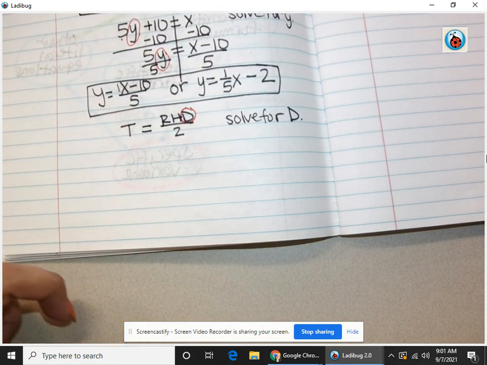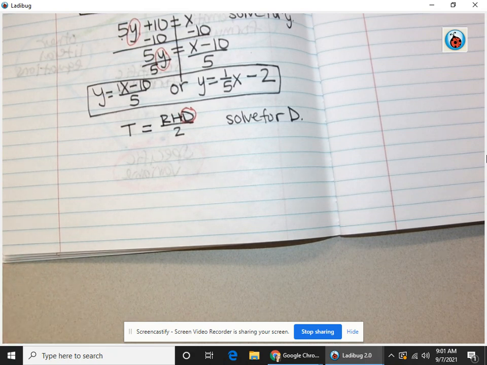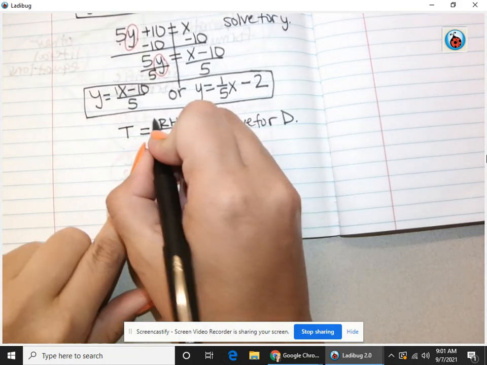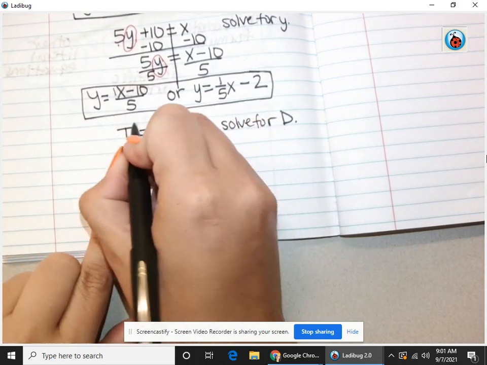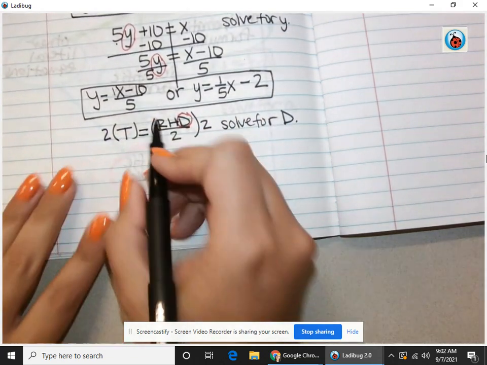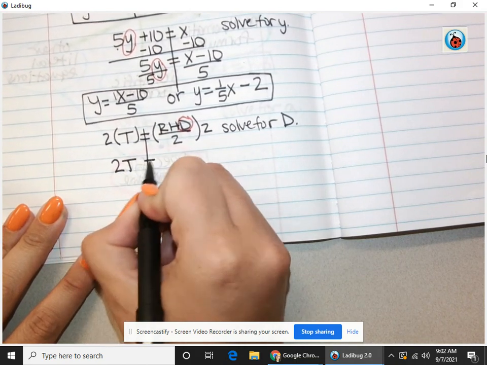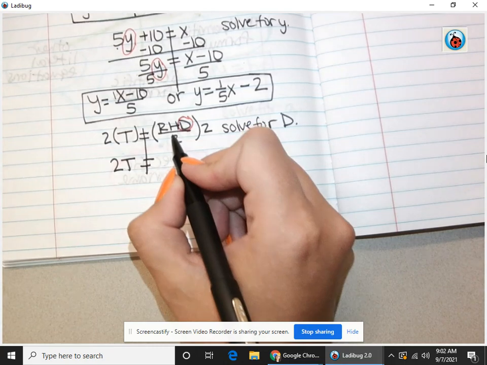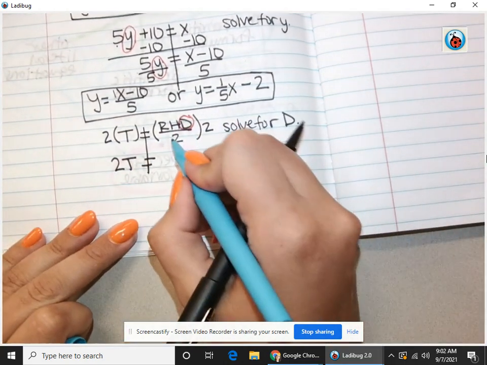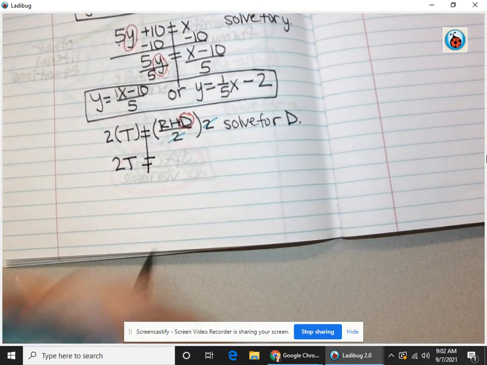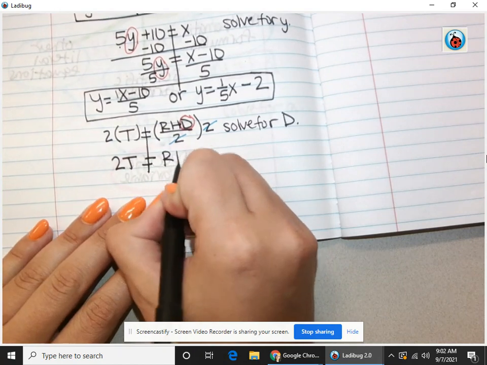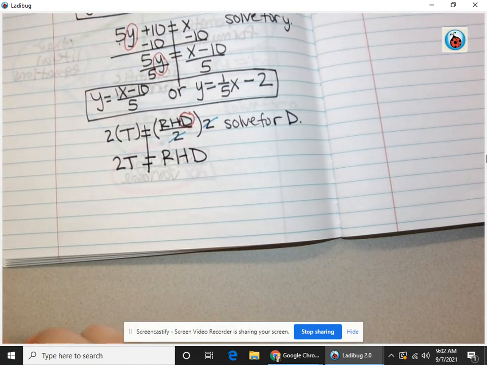So I first want to get rid of my denominator. So we would multiply by that 2. I'm going to multiply by 2 on both sides. So I get 2t is equal to, well, when we multiply by 2, this is going to cancel out, and so I'm just going to be left with RHD.